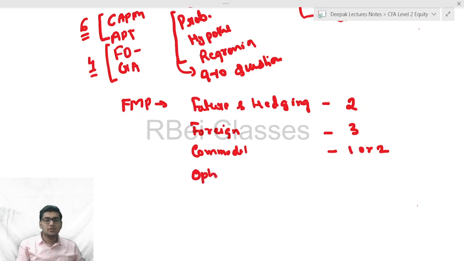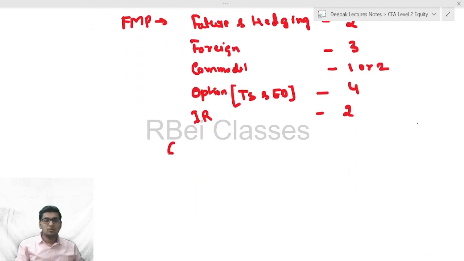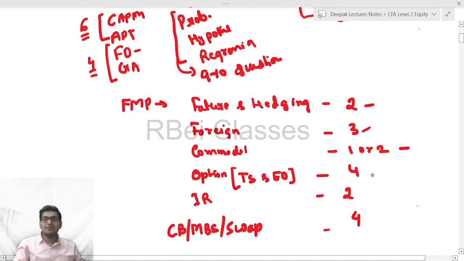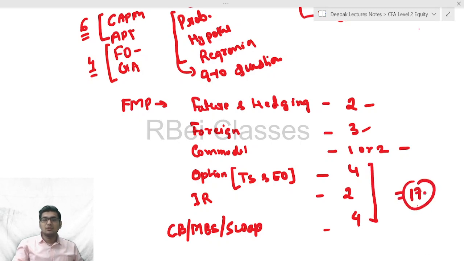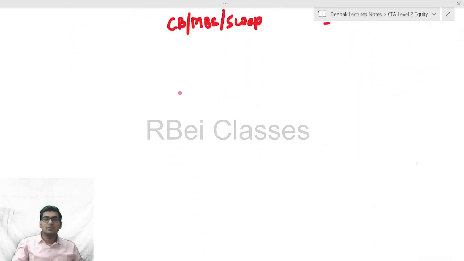Then options, part of options, okay, which includes properties, trading strategy and exotic options, out of which trading strategy and exotic options are the important. So I am just covering these two, which will cover approximately 4 questions. Clear? Then the domain of interest rate will take 2 questions. Clear? Then corporate bonds, mortgage backed securities and swaps will take on an average 4 questions. Clear? So over here, adding up, approximately I have given you the hint of 50 questions from where you can expect in the exam.